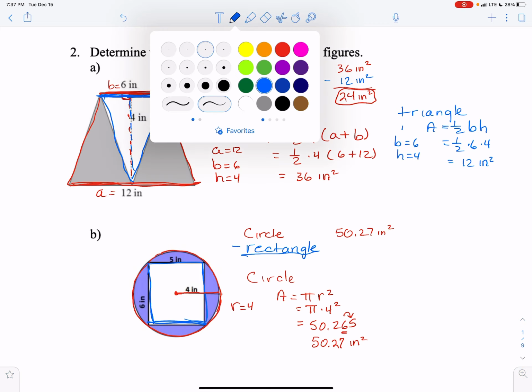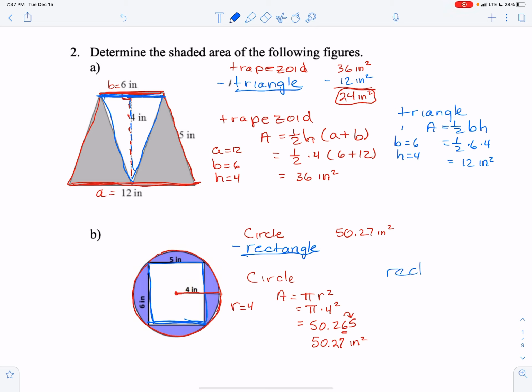Now for a rectangle, the area is just length times width. So here, if our length is 5 inches, our width is 6 inches, our area is 30, it'll be square inches. So our area is 20.27 inches squared.